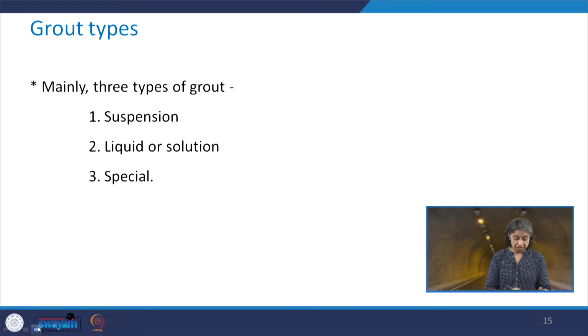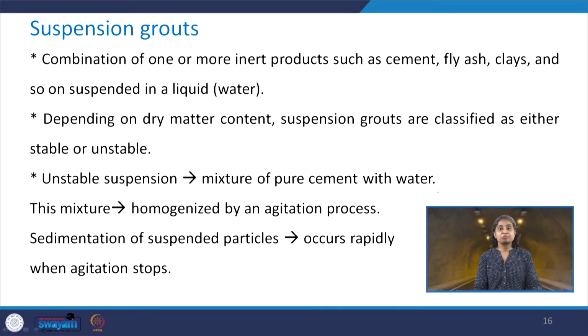So, in both situations, it provides acceptable tunneling conditions for working at the site as well as the environment. There are mainly three types of grout which one can adopt depending upon the need. The first one is the suspension grout. The second one is liquid or solution. The third one is some special type of grout. So, let us take a look at the suspension type of grouts.